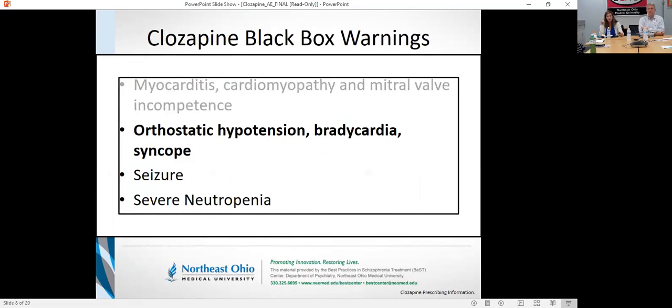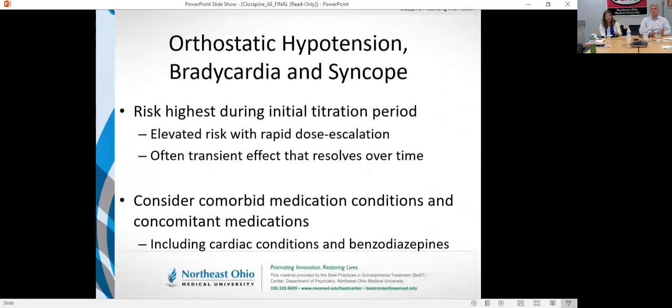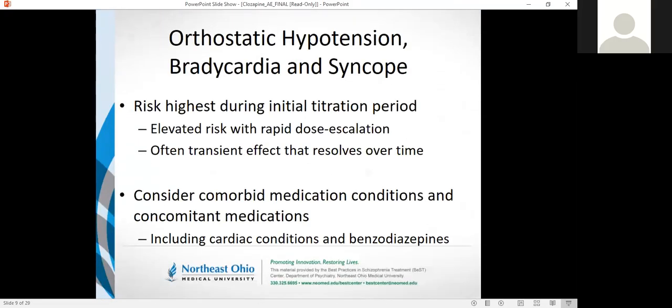The second grouping in the black box warning is orthostatic hypotension, bradycardia, and syncope. The risk is highest during the initial titration period. If there is a rapid dose escalation, the risk tends to be a little bit higher, such as in a patient who had discontinued therapy and we're trying to quickly get them back up to their full dose. They do have an increased risk for orthostatic hypotension. These effects tend to be transient. They likely, in most patients, will resolve over time, approximately 4 to 6 weeks to get full resolution.